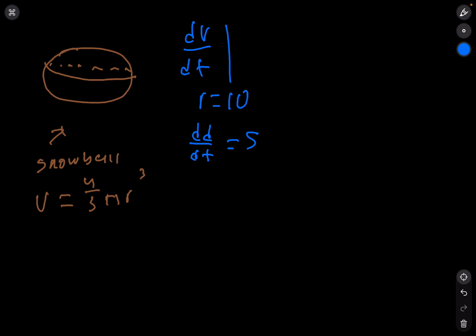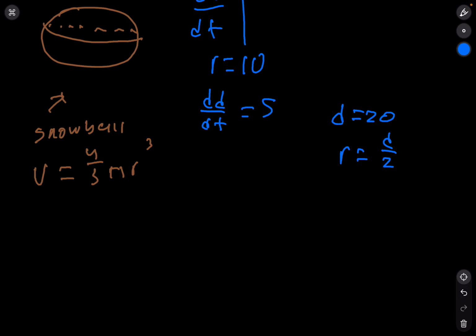Okay, let's see. So we're trying to find the change of the volume with respect to time when the radius is equal to 10 and the change of the diameter is equal to 5. Since we're given the radius, we know that the diameter is going to be 20, because the radius is equal to diameter divided by 2. Since the radius is diameter over 2, we can simplify that and plug this variable in for r.